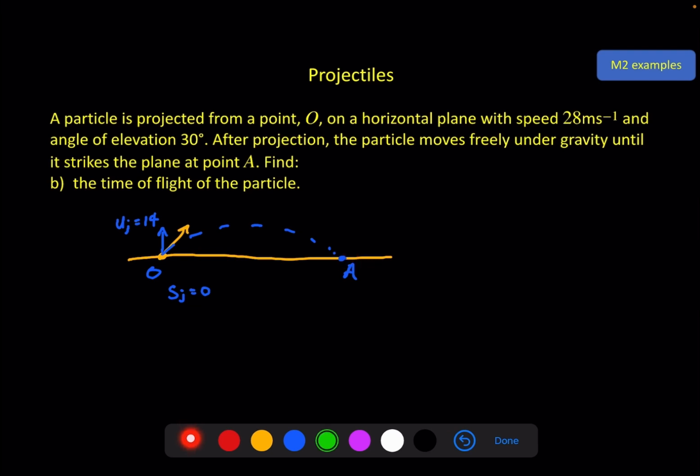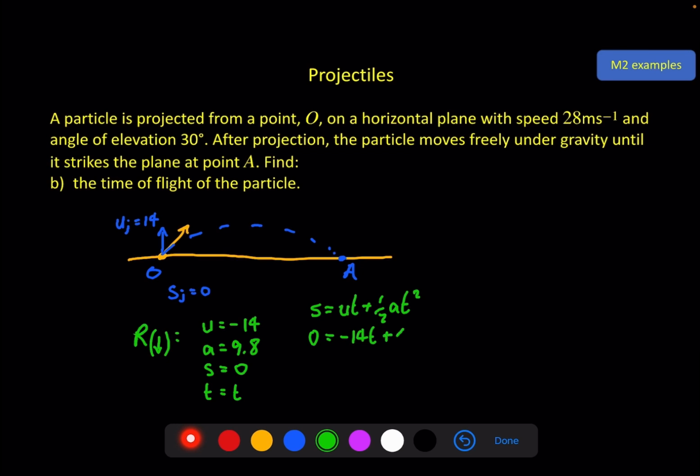So if we resolve vertically downwards this time, not for any particular reason, just to show that you can, we've got u is equal to minus 14 now, a is equal to 9.8, s is equal to 0, and t is the thing we want to find. Now we're using s is equal to ut plus a half at squared. If s is 0, we get minus 14t plus a half times 9.8, 4.9 t squared.